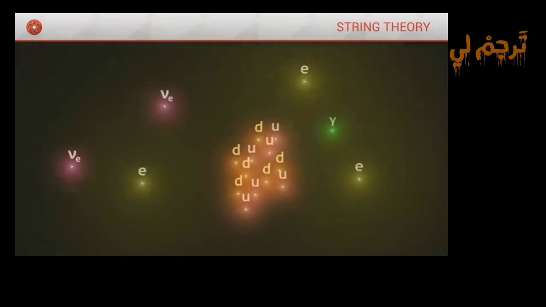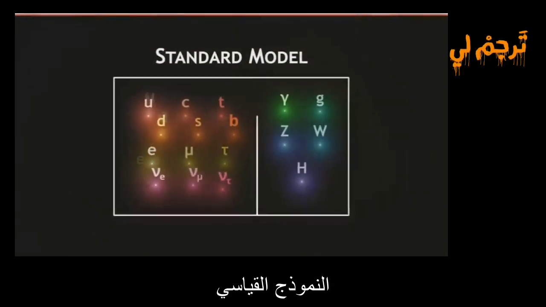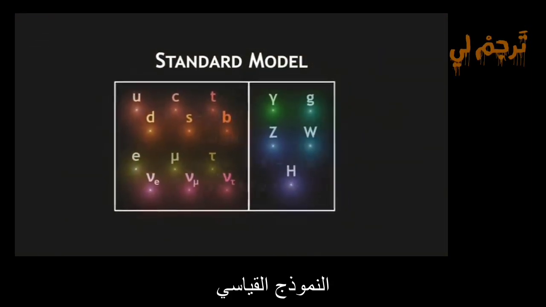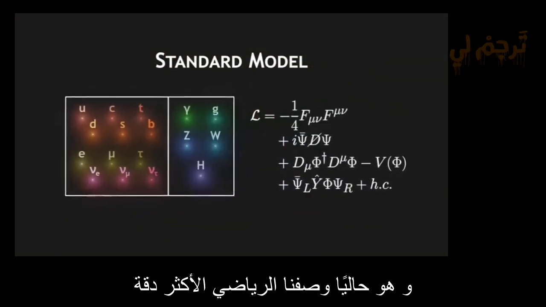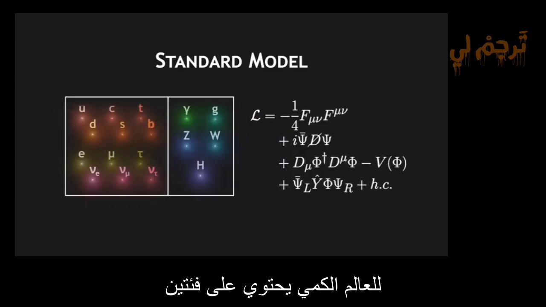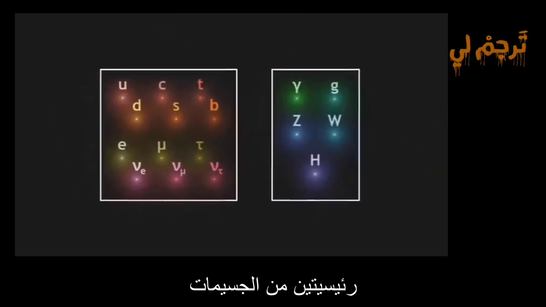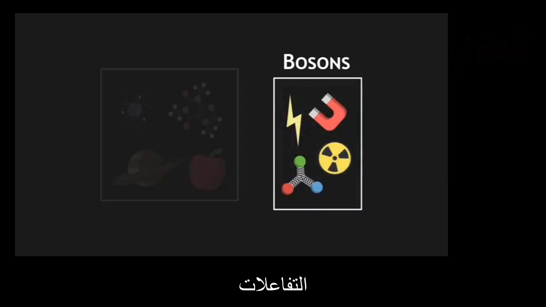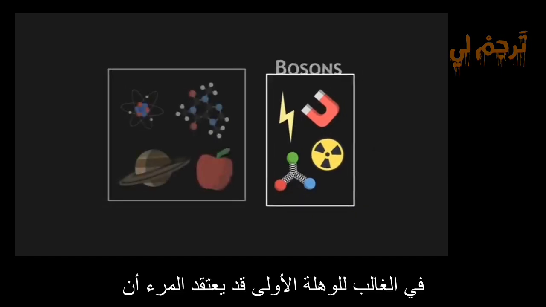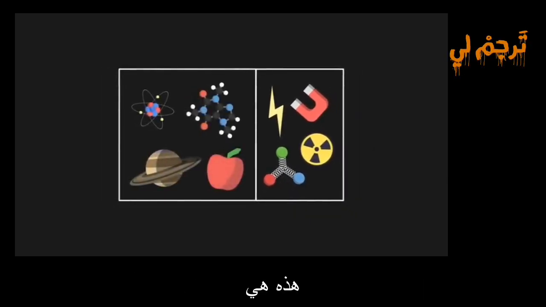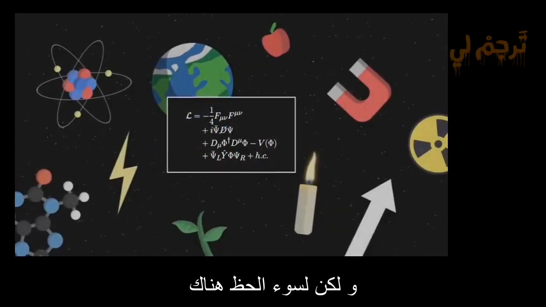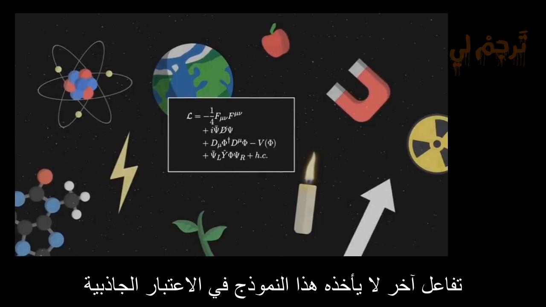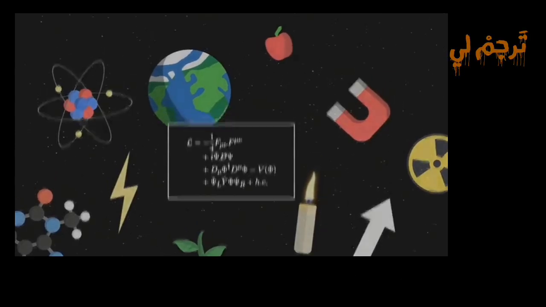All these different particles are accounted for in what we call the Standard Model. It is currently our most precise mathematical description of the quantum world. It contains two main categories of particles: fermions, which mostly constitute matter, and bosons, which mostly describe interactions. At first glance, one might think that this is the ultimate theory, that the Standard Model describes everything. But unfortunately, there is another interaction that this model doesn't account for: gravity.